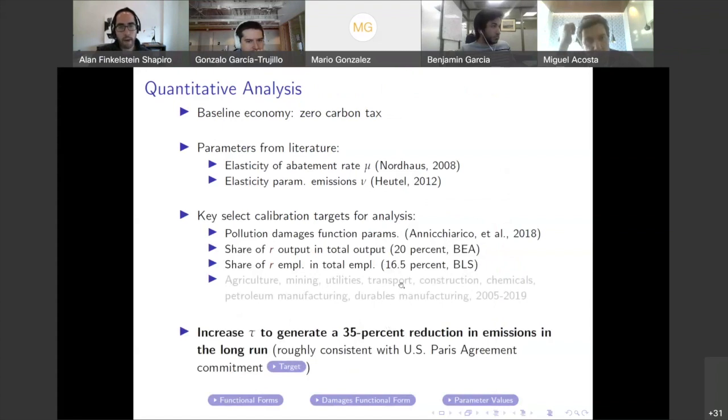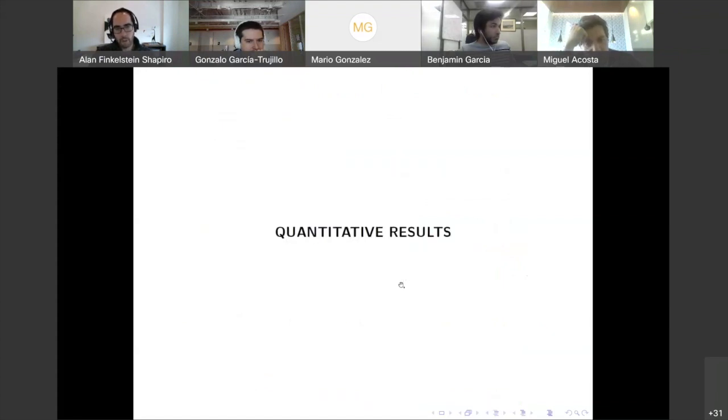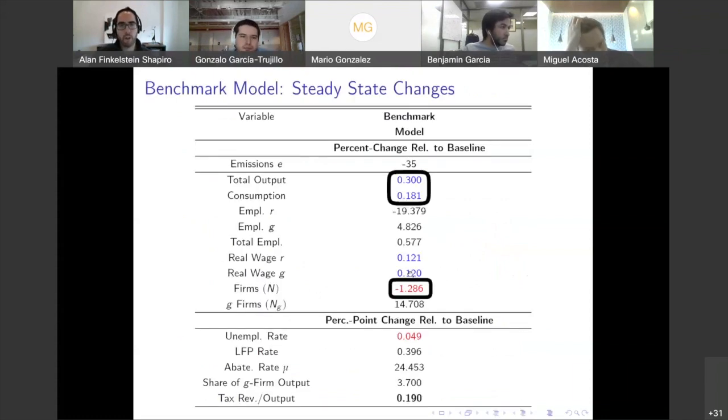Okay. Now, in terms of the results, let me show you a couple of tables that focus on the steady state, and then I'll show you what the transitional dynamics look like, and then I'll spend some time talking about the economic intuition behind the mechanisms. So in terms of the main results, this is looking at select variables of the model, and what the percent change is relative to the baseline no-tax world, and for variables that are in rates, the percentage point change.